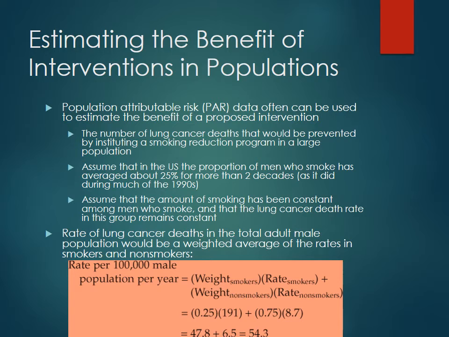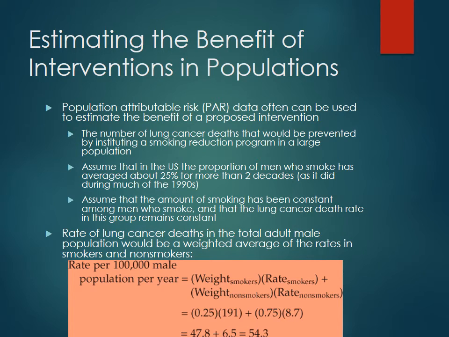So if you were to calculate this out, the rate per 100,000 of lung cancer deaths in the total adult male population would be the weighted average of the rates in smokers and non-smokers. So essentially, what you could do is take the rate of smokers times the weight of the smokers. So again, that's 0.25 times 191, plus the weight of the non-smokers, which would be 0.75. That's just 1 minus the PE. In this case, it would be 0.75 times the rate of the non-smokers. So when you calculate that out, this ended up being a rate of 54.3 per 100,000.